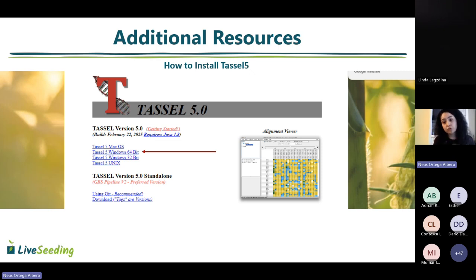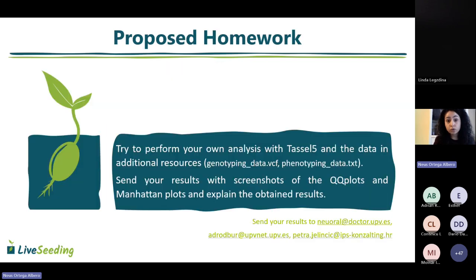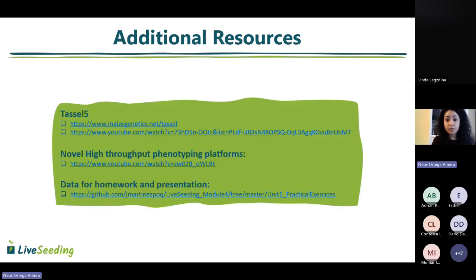This is important because your homework will be to try to perform your own analysis in Tassel5 and send us the results. Everything you need for this practical exercise, as well as your homework, is ready in this GitHub link: the presentation, the data you need, the data I am going to use, everything. If you have any problem, you can go there. Also in the presentation, I prepared all the screenshots of the analysis I'm going to perform.